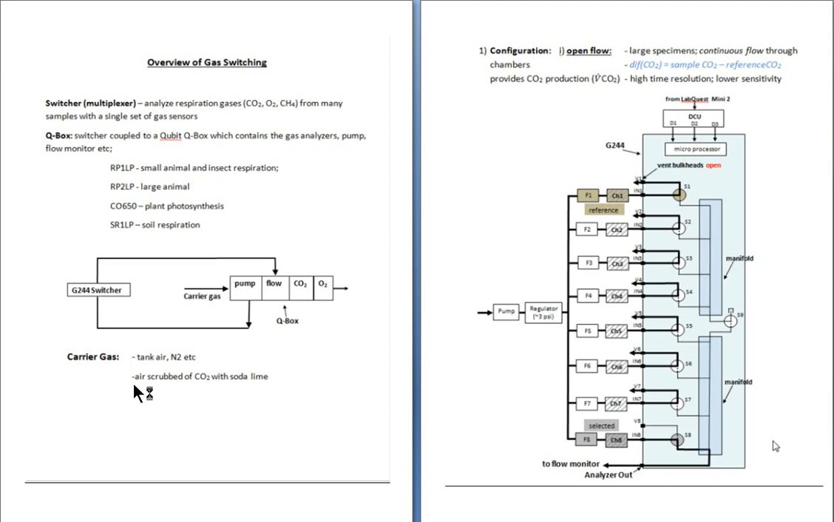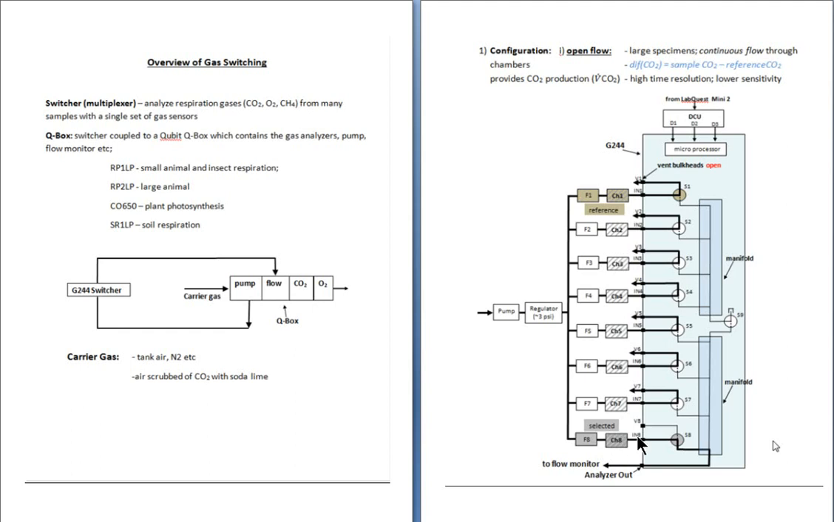I'll now discuss the different configurations the switcher can be assembled in. There are really two: an open flow configuration and a stop flow configuration. The open flow configuration is designed to look at large respiration rates from larger animals. It has continuous flow through the chambers. In other words, the specimens always have gas passing by them. For the selected one, the gas is passed back for analysis. For the non-selected specimens, the gas is vented to atmosphere.